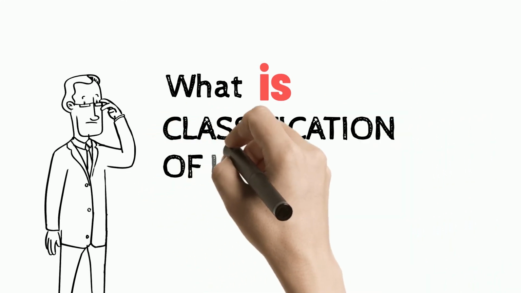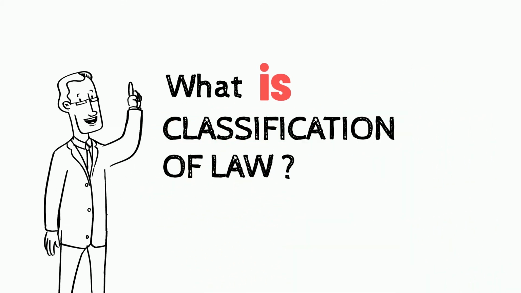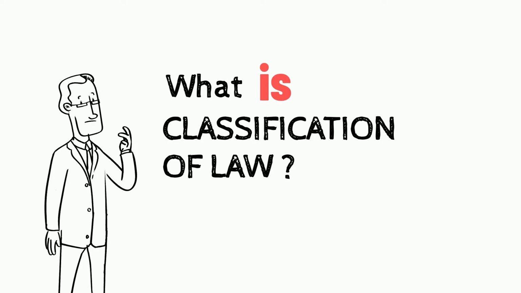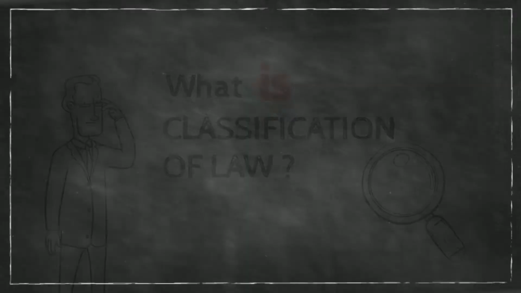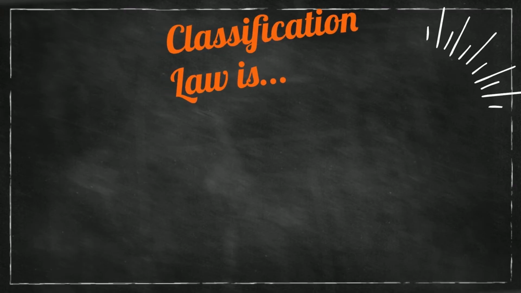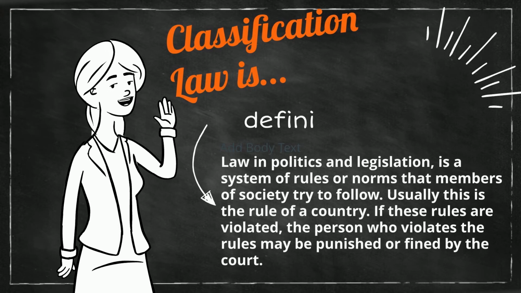What is the classification of law? Law in politics and legislation is a system of rules or norms that members of society try to follow. Usually, this is the rule of a country. If these rules are violated, the person who violates the rules may be punished or fined by the court.